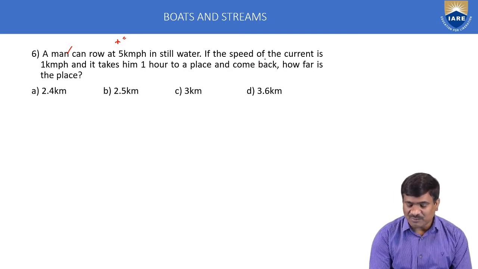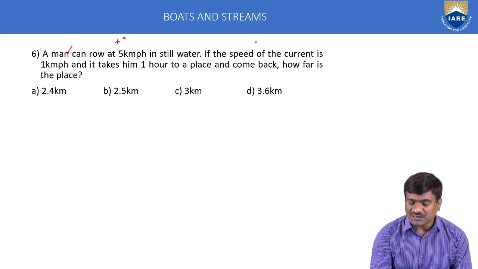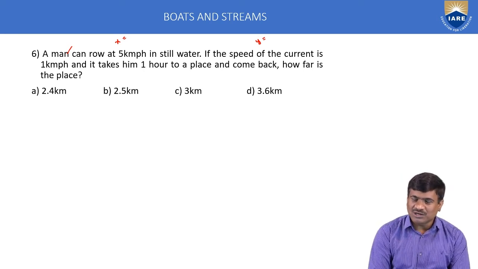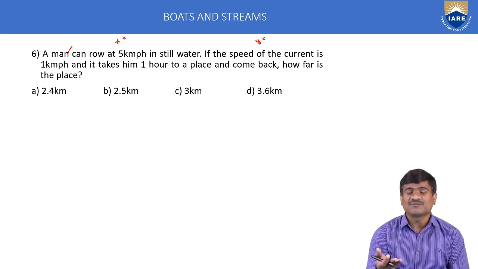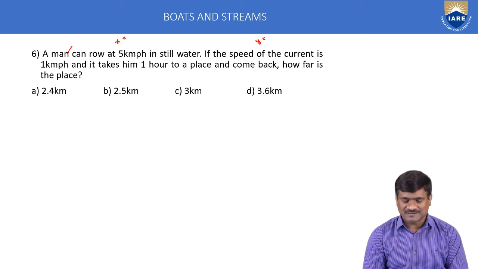Next, the speed of the current is 1 km per hour. Speed of a current and speed of a stream both have the same meaning. That is y. y is 1 km per hour. Speed of a boat and speed of a stream: the speed of flowing water is called the speed of a stream or rate of current.